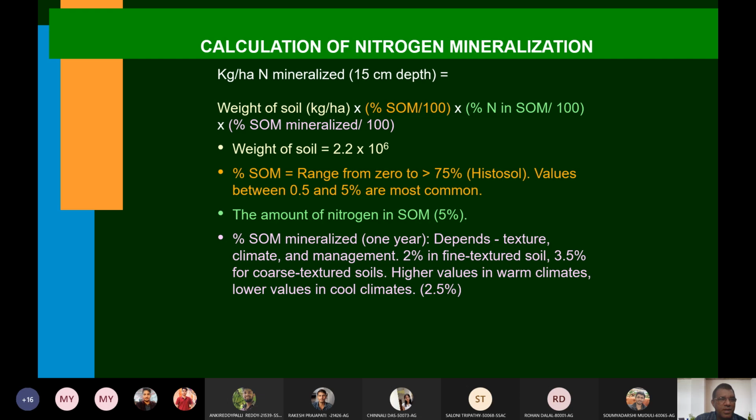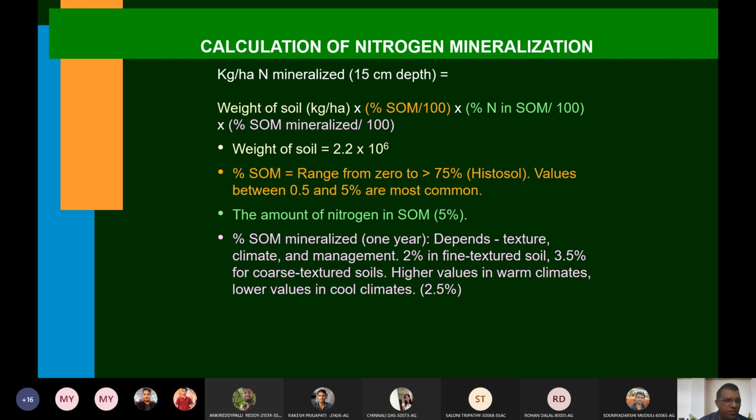So here you want to work out the kg per hectare nitrogen mineralized. So now you see the weight of the soil. You know 2.2, or just take 2 into 10 to the power 6. And percentage soil organic matter ranges from 0 to 75% or more than 75% in organic soils. However, normally in our mineral soil, it ranges from 0.5 to 5%. So you need to know exactly what is the quantity of soil organic matter in your soil.